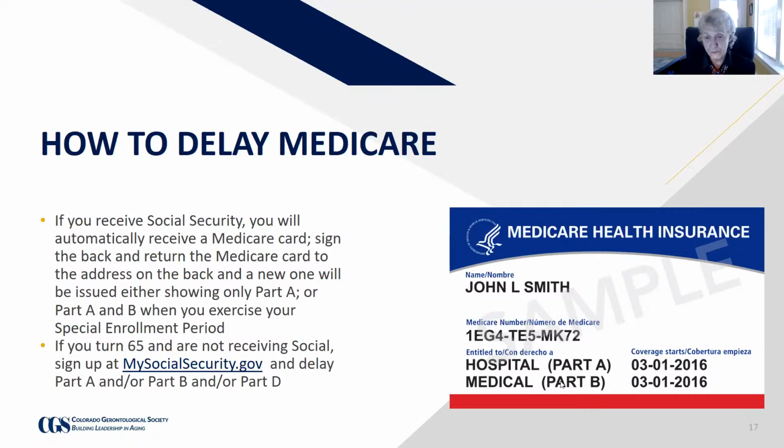And then when you submit that form that says that you are no longer enrolled in employer coverage, then Social Security will issue a new card, and you will have one date when your Part A started and a second when your Part B started. And it's important to know those numbers and those dates, because if you go to sign up for a Medicare supplement or a Medicare Part D plan, you will need that information.